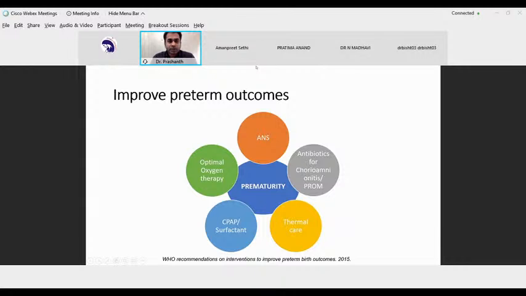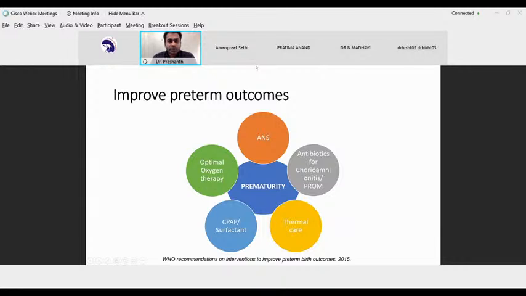For example, provision of antenatal steroids, antibiotics for chorioamnionitis or PPROM for the mothers, good thermal care in the delivery room as well as in the NICU and throughout the course of prematurity and later on. Judicious administration of ventilatory support like usage of CPAP, administration of surfactant at the appropriate time, and the other most important thing, optimal oxygen therapy. These are some of the guidelines which WHO has given us, and each one of us should follow them to improve preterm outcomes. Thereby, these things can also translate to a decrease in ROP.